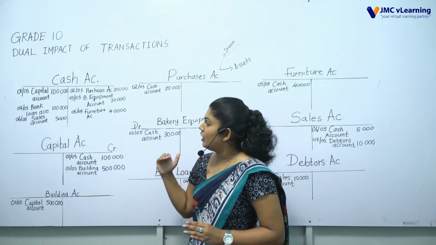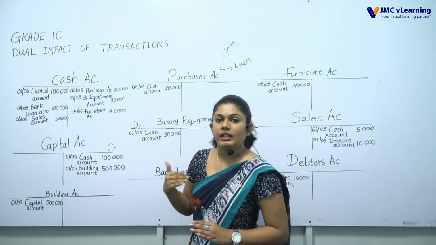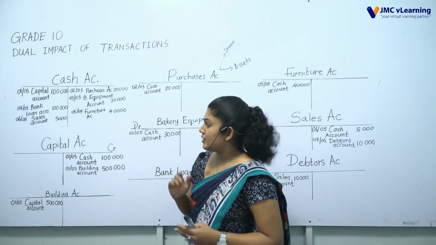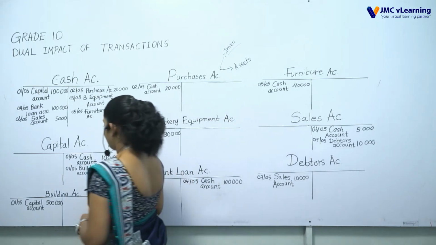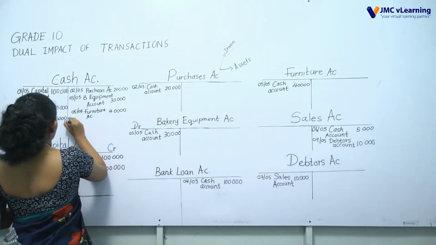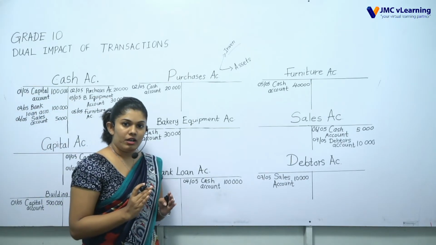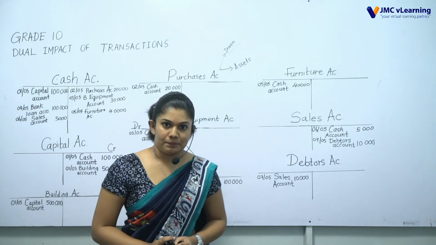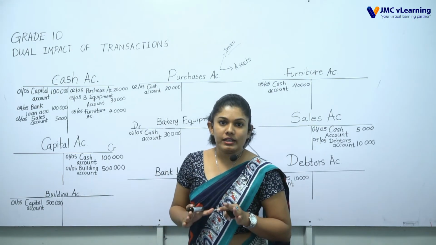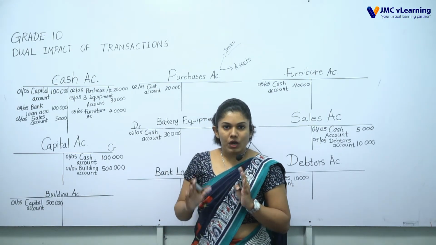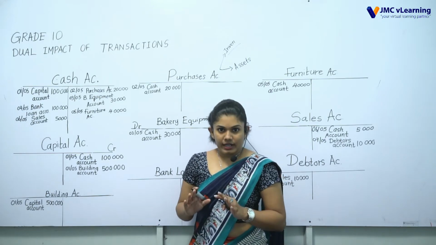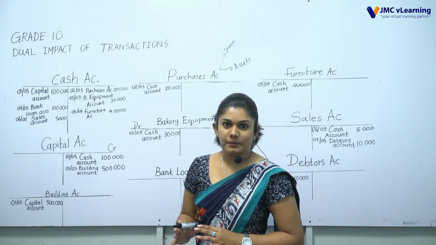Now, we concluded the debit side is higher. So, we have to take the debit side total to both sides. Let's see how we do that.